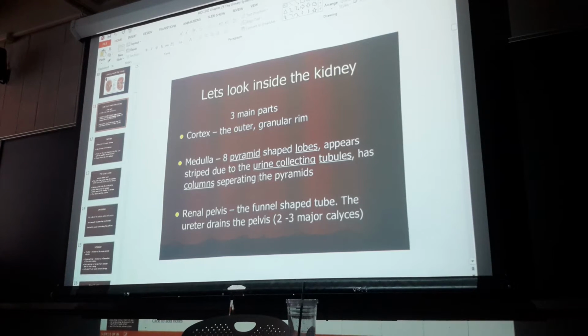Okay, so here it is in writing, our three main parts. The cortex, the outer part, is very granular looking. The medulla is the inner part, and the pyramids are contained inside the medulla, the 8 pyramid-shaped lobes. We have stripes in there because we have something called tubules. We have tubes going down, which makes it very striking. In between the pyramids, we have the columns. And then we drain into the renal pelvis, which is the minor calyx, major calyx, renal pelvis.